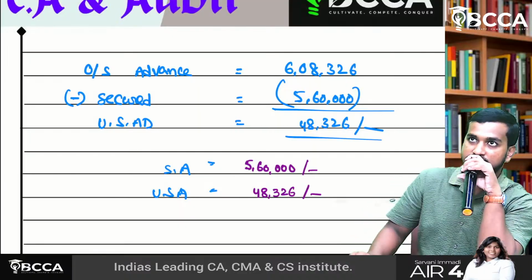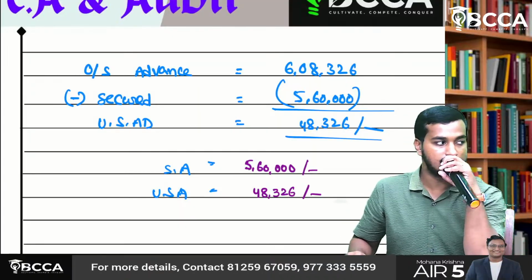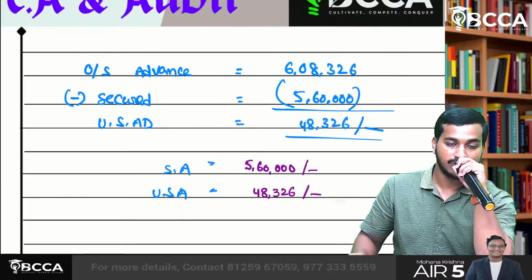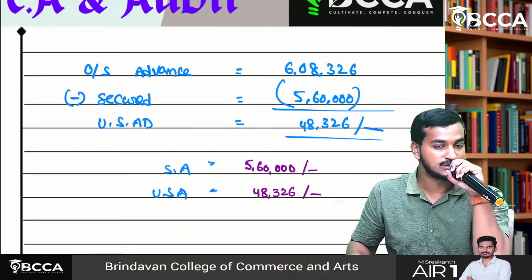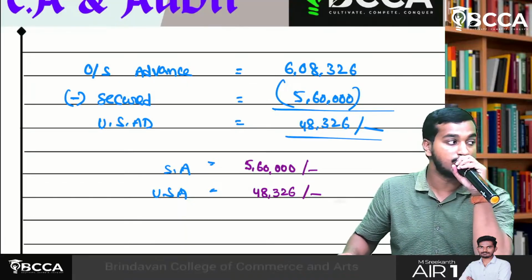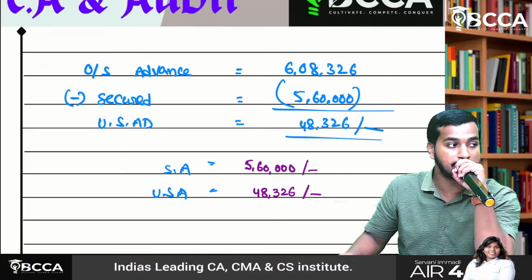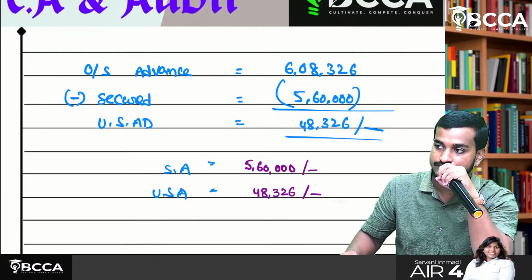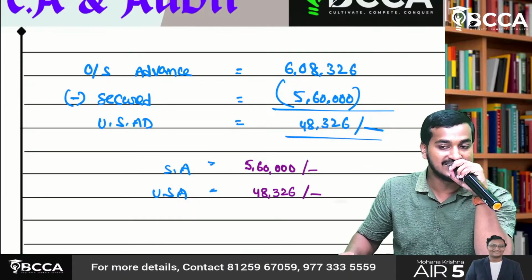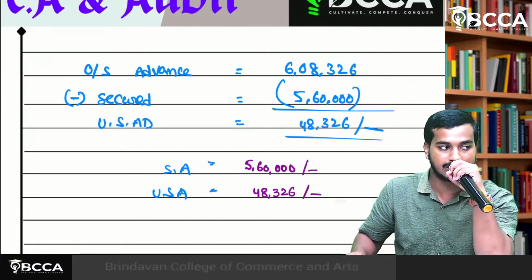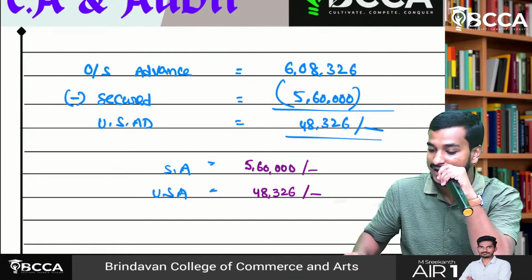So with this, our concept number 2 is also completed. What is concept number 2? Secured advances versus unsecured advances. Please try to understand why I am calling it an advance instead of a loan. For the banker, that is an asset. If you call it a loan, that will become a liability. That is not at all correct. We have to call it an advance.